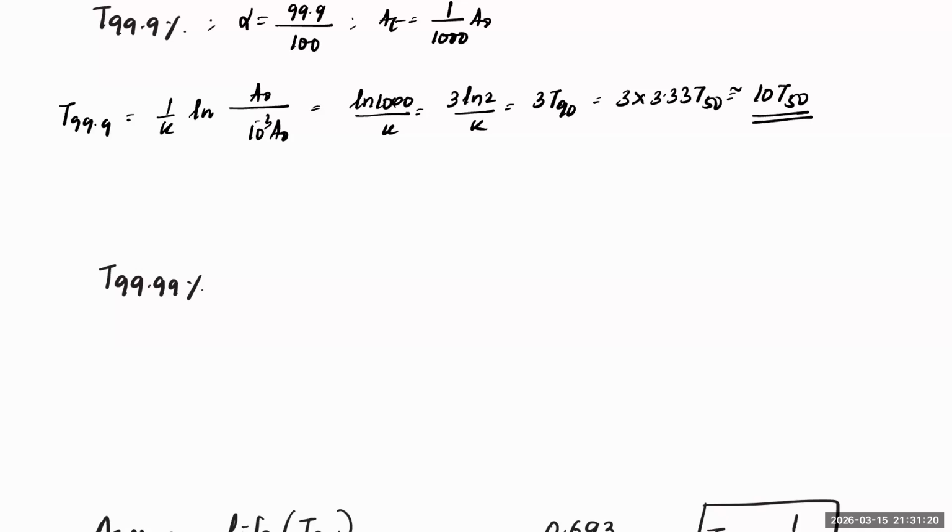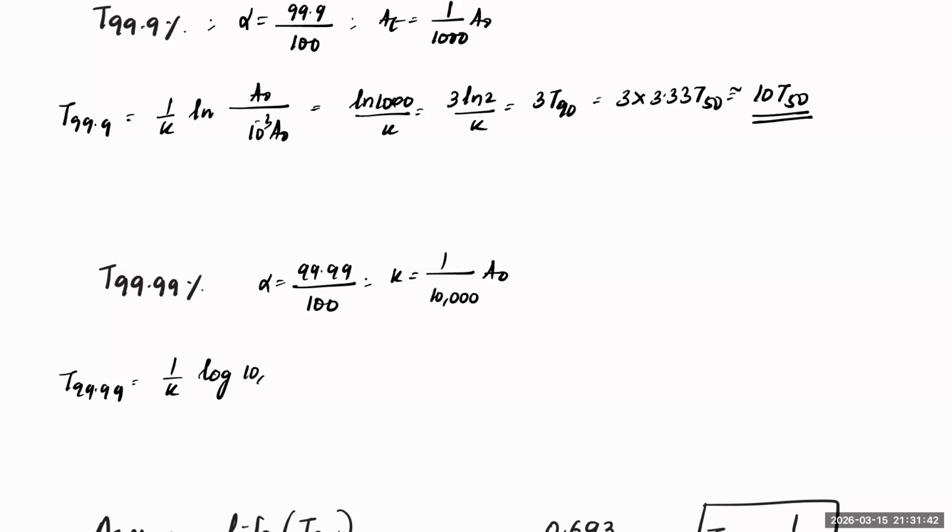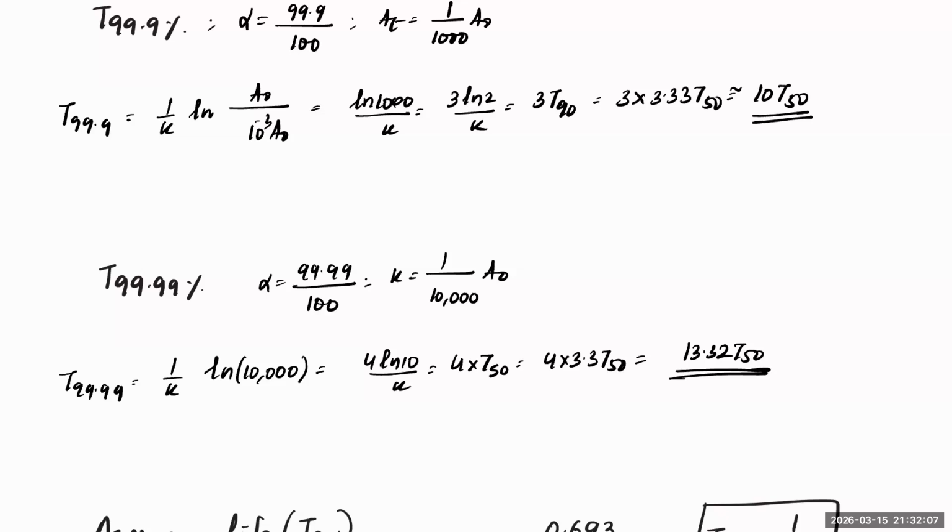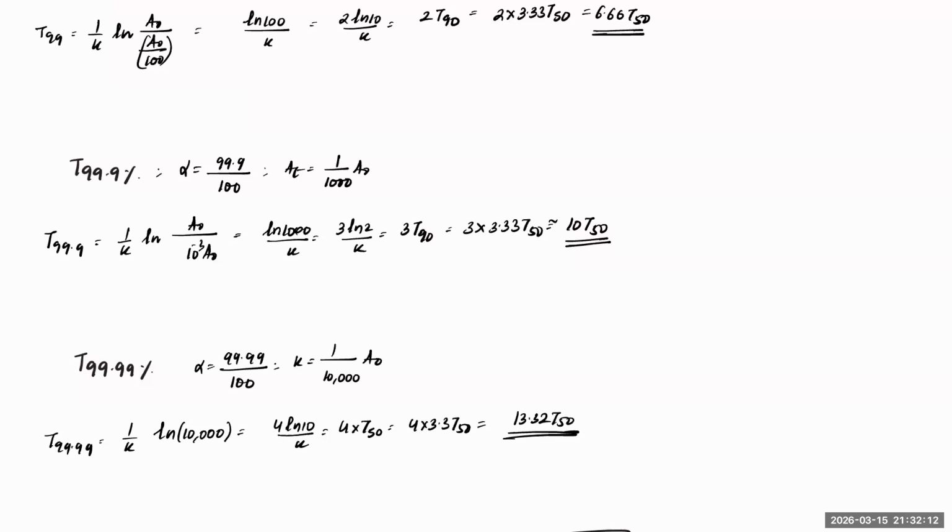Next, T 99.99%, which means alpha is 99.99 by 100. So that makes A_T equal to 1 by 10,000 times of A naught. So T 99.99 will be equal to 1 by K into ln of 10,000, which is equal to 4 ln 10 by K, which is equal to 4 times of 3.33 times of T50, okay, which is approximately 13.32 times of T50. 99.99 percent completion means this much amount, correct?